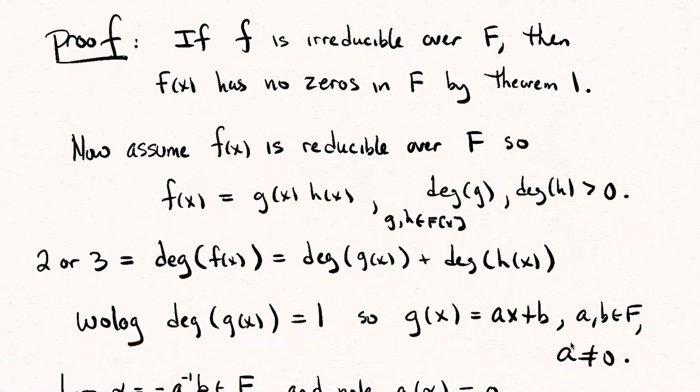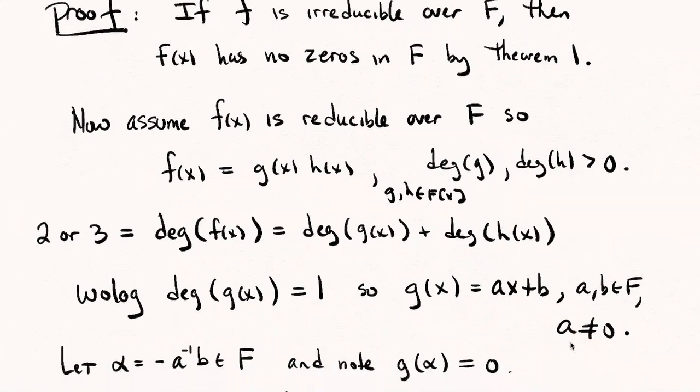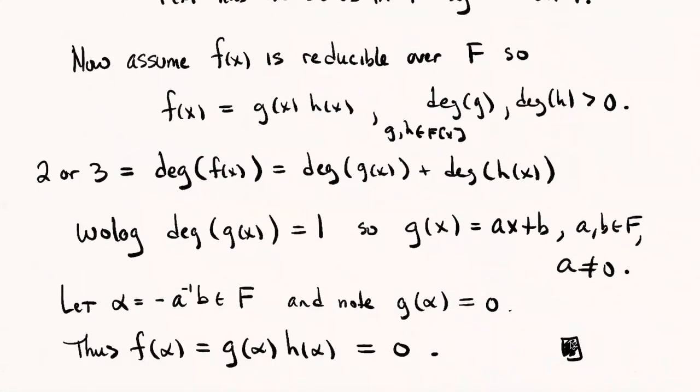Okay, it has to be in both cases. So g is a linear polynomial. g looks like some ax plus b, where a and b are in my field F. a is not 0. All right, so let's just let alpha be the opposite of a inverse times b. Okay, you know what I'm doing here. I'm just letting alpha be the opposite of a inverse times b. You can check, stop the video, g of alpha is 0.